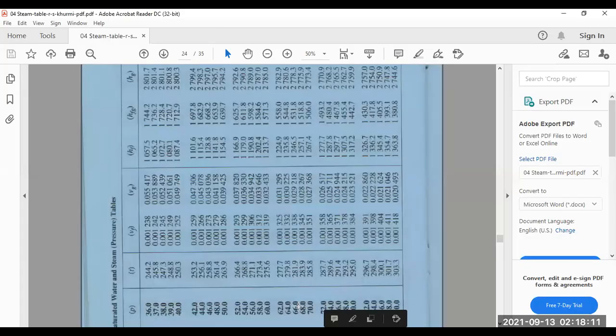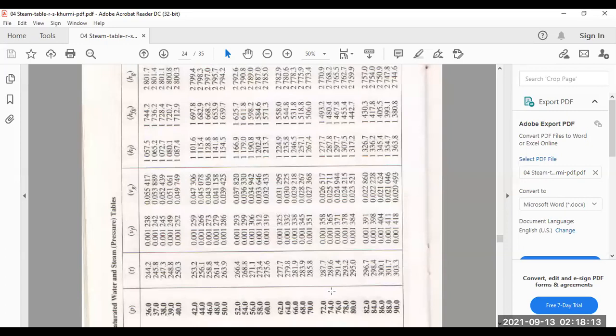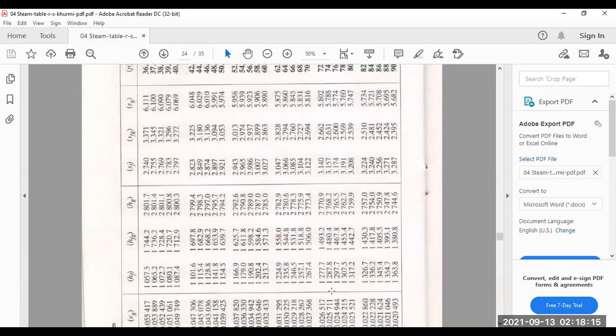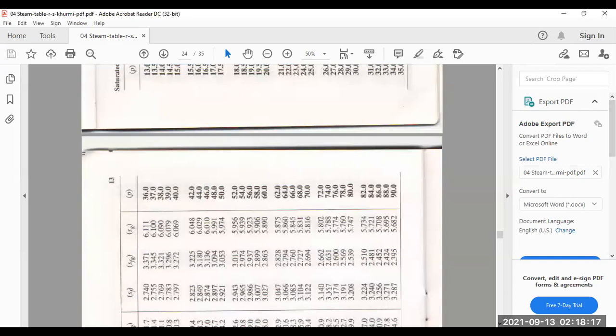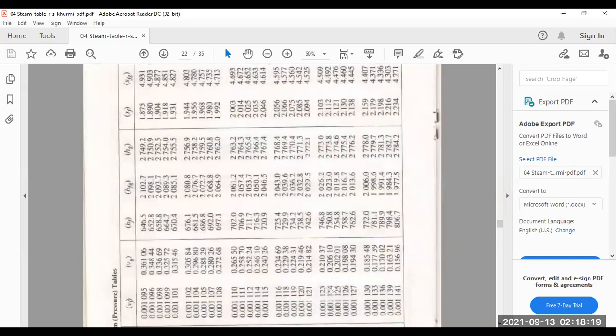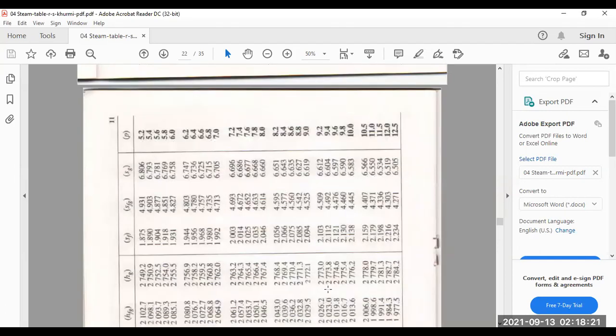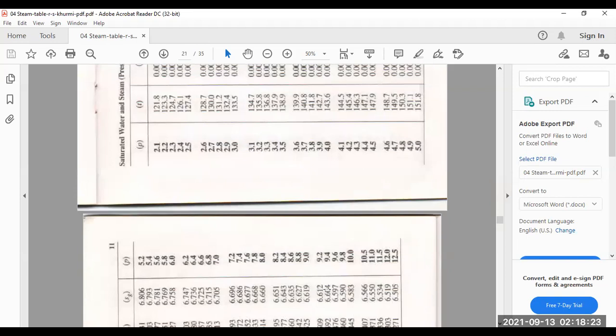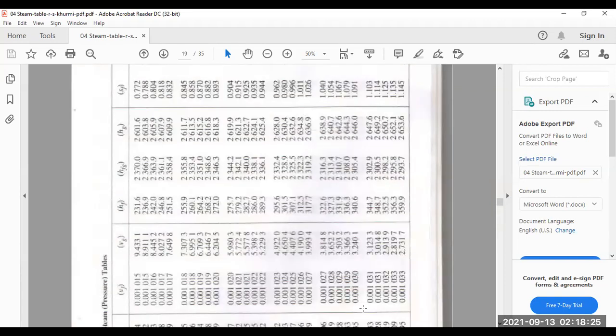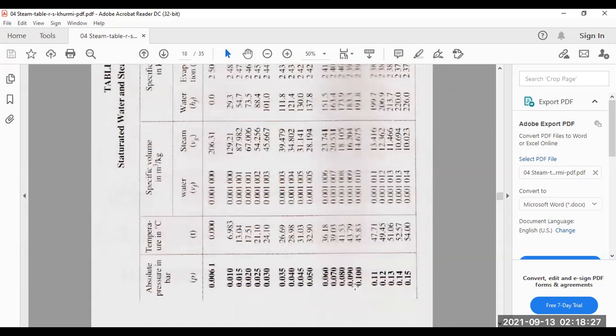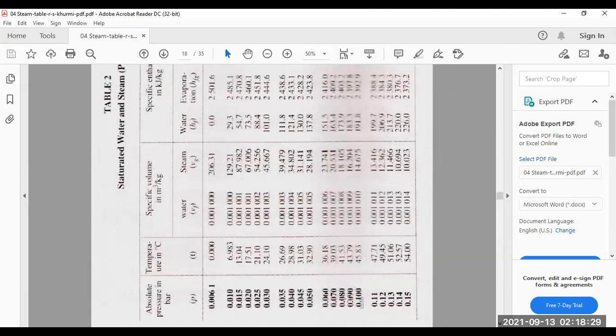and we will find out where is 0.1 bar. This is 60 bar, so we will go up. We have to find out where 0.1 bar is there. So right here you can see, yeah, this one is 0.1 bar. This pressure is 0.1 bar. So for this pressure, we have to identify what is the corresponding hf and hfg value.